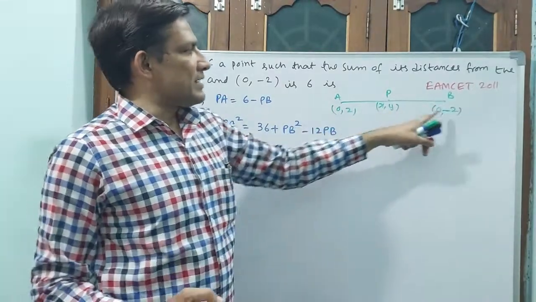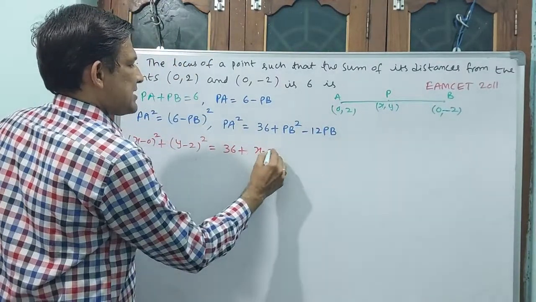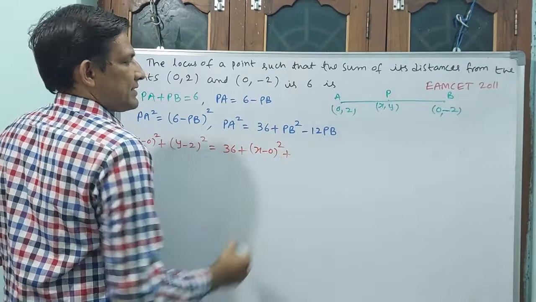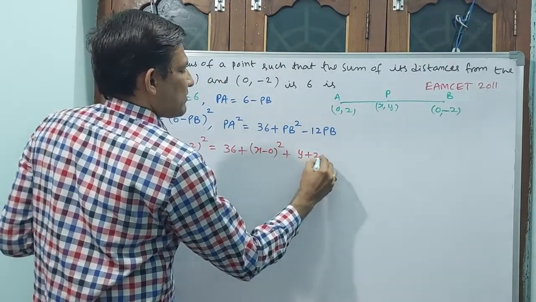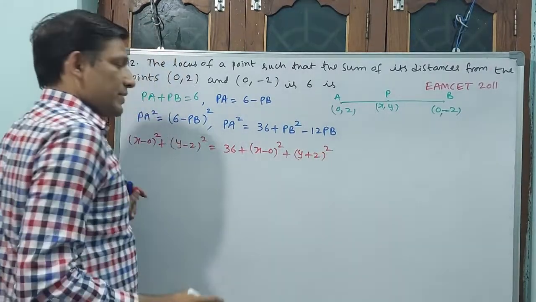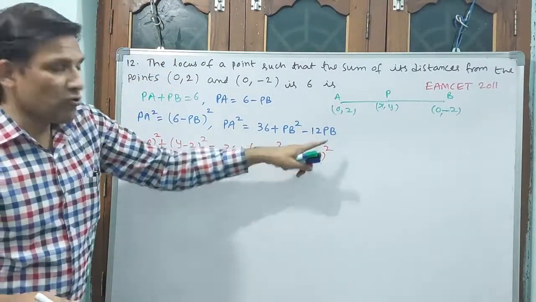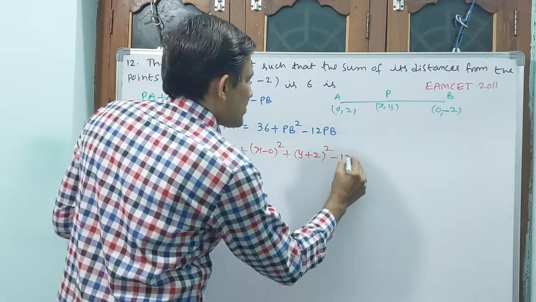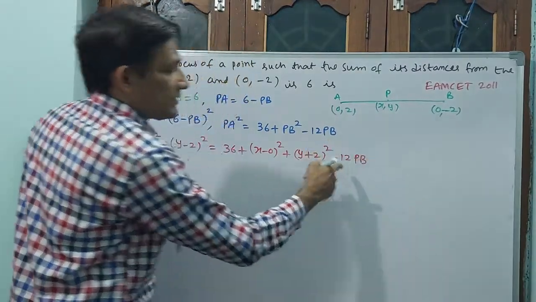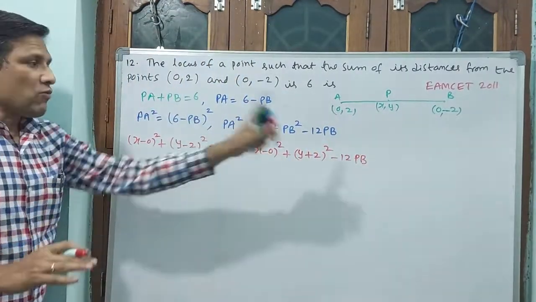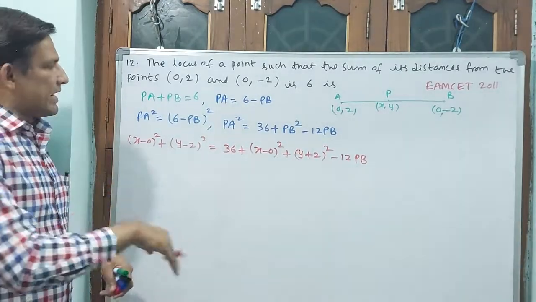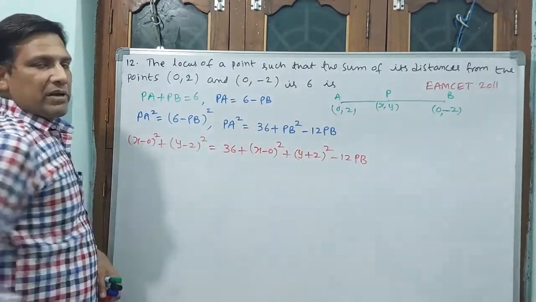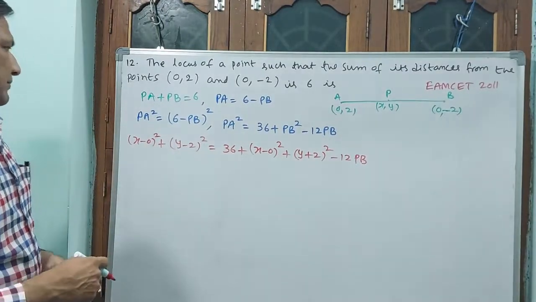What is PB square? X minus 0 whole square plus Y plus 2 whole square. Why? Because Y minus of minus 2 is plus 2, whole square. See, minus 12 PB you write. But we are not keeping the square root and all; we are keeping PB like that only. Afterwards, it is going to become PB square. At that time again, we are going to copy this PB square. Now, let us see what will happen here.